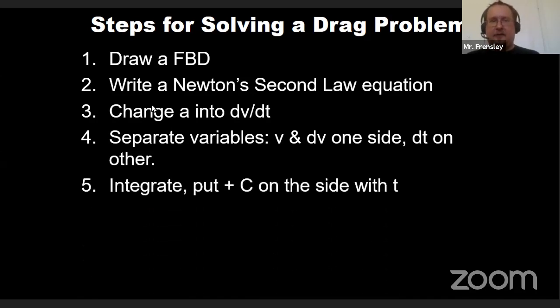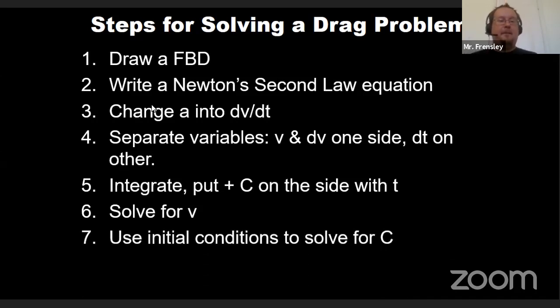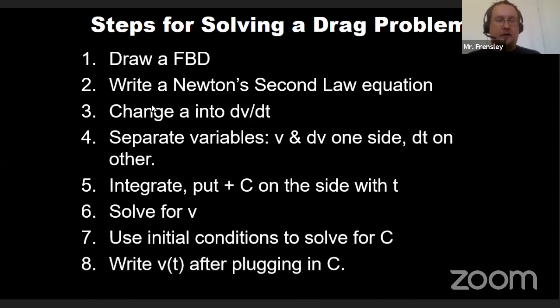Integrate both sides. You should have a natural log on the side with v and a plus c on the side with t. Then solve for v so that you get v equals something that involves e raised to negative a constant and a time. Then use the initial conditions of the problem to solve for the integration constant c and rewrite your velocity function after plugging in the value of c.